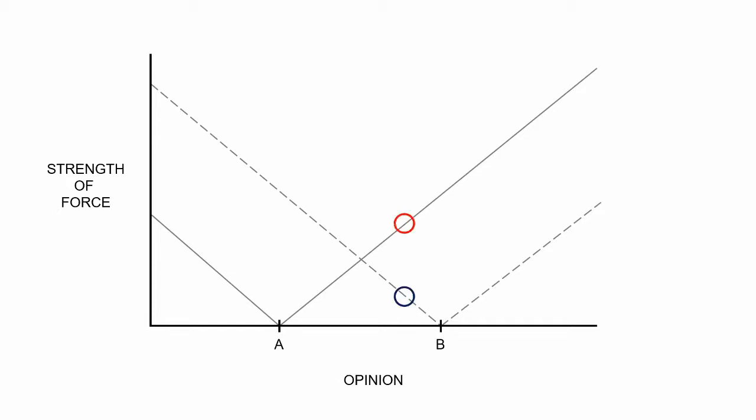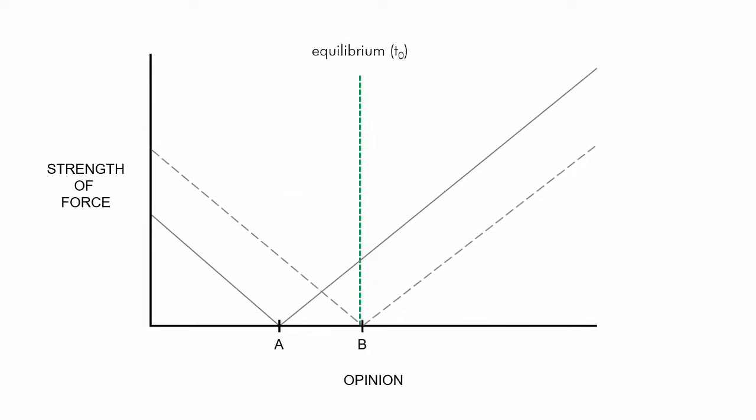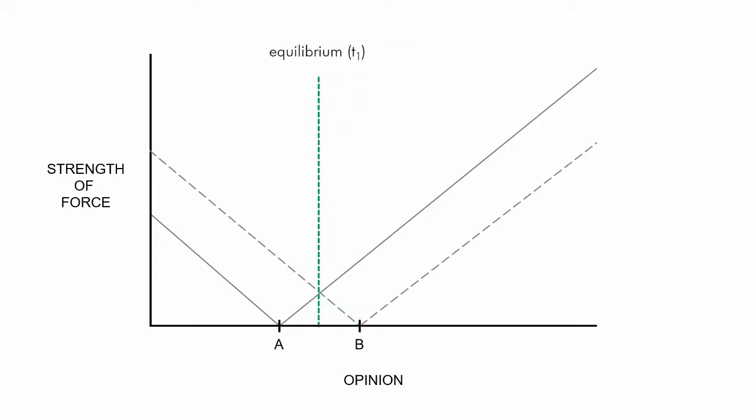So if you take this point, the force that A can exert is higher than the force that B can resist, so B will move in A's direction. But at a certain point, there's going to be an equilibrium. And for simplicity, we will assume that this is at 1/2 times A0 plus B0. So if this is our equilibrium at time t0, B is going to move in A's direction, and we are going to have a new equilibrium at time t1.